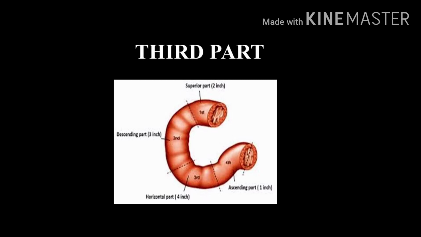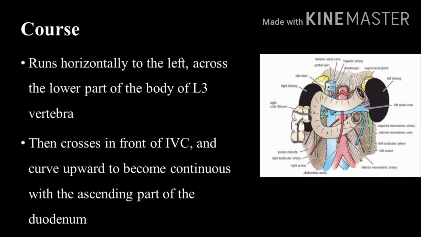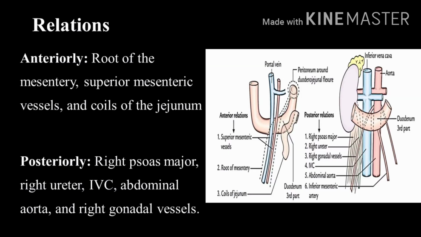Third part of the duodenum. Course. It runs horizontally to the left across the lower part of the body of the L3 vertebra and crosses in front of the inferior vena cava and then takes a smooth curve upward to become continuous with the ascending part of the duodenum. Relations of this part: anteriorly, it is related with the root of the mesentery, superior mesenteric vessels and coils of the jejunum.